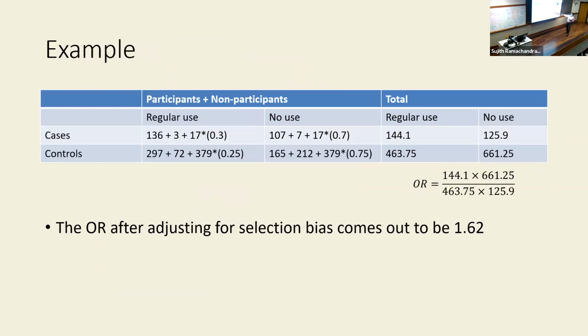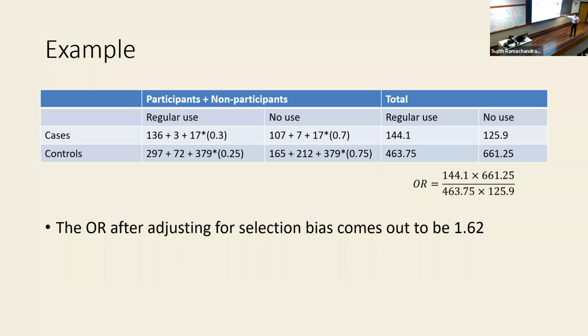So the 136, which was the original study population, the 3 individuals, which was the non-participants that responded to a short questionnaire, and then the 17 individuals that did not respond to the short questionnaire, multiplied by 30%. Right? You saw where I got that 30%. And then we do the same for the no use. 70% of that 17 was added to the 107 and 7.